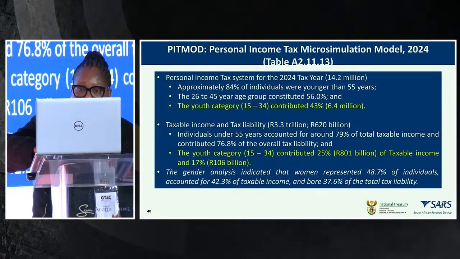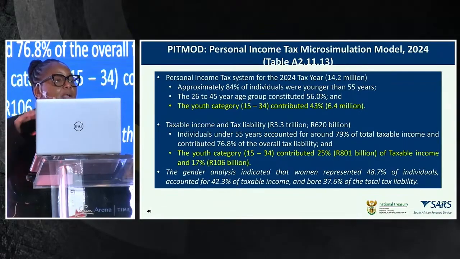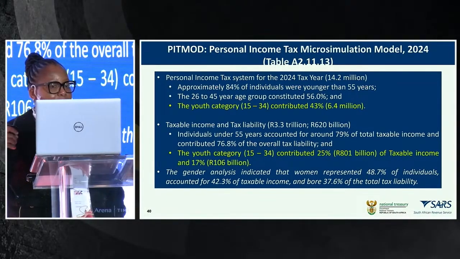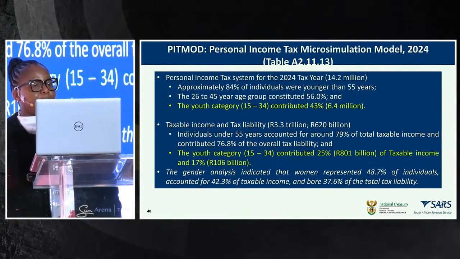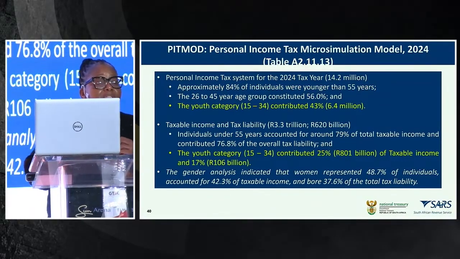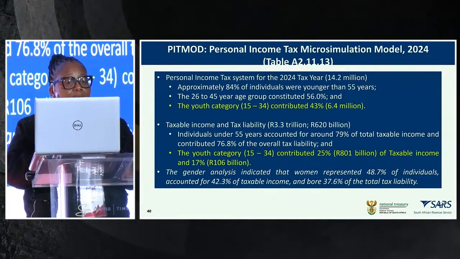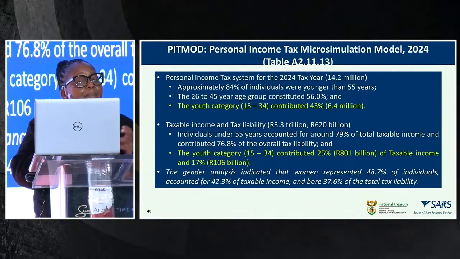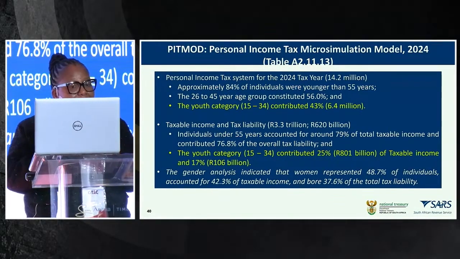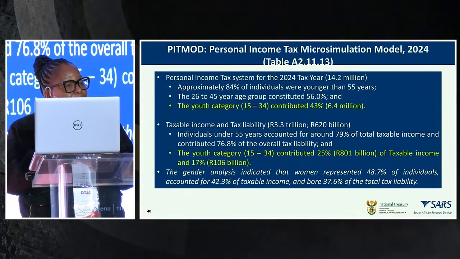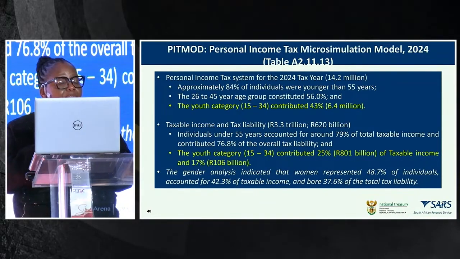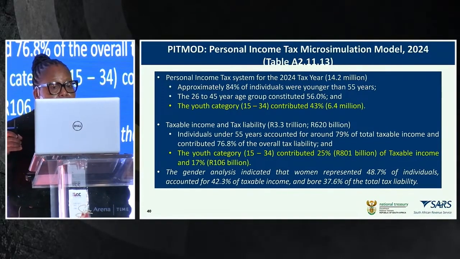So the first data point that I would like to raise, that you can also see on table 82.11.13, towards the end part of chapter 2, just gives a sense of all the individuals that we look at in our PITmod. There's about 14.2 million individuals that we look at. About 84% of those are younger than 55 years. About 56% are between 26 and 45. And in the highlighted bullet point, the youth category, 15 to 34, contributes about 43%. There's about 6.4 million of them.